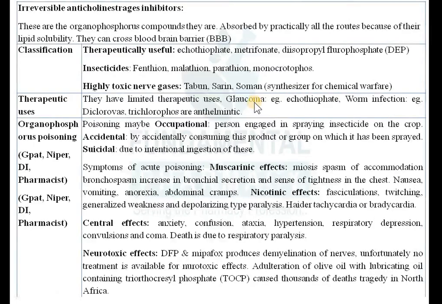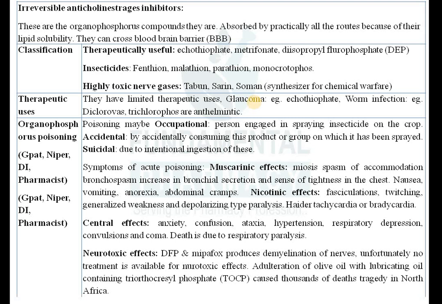Irreversible anticholinesterases, as the name indicates, bind to the cholinesterase enzyme and inhibit it irreversibly. I have already explained the structure of the cholinesterase enzyme. It has two sides: the first is the anionic site and the second is the esteratic site. These compounds bind at the esteratic site and inhibit the enzyme irreversibly, which ultimately increases acetylcholine at the neuronal junctions.